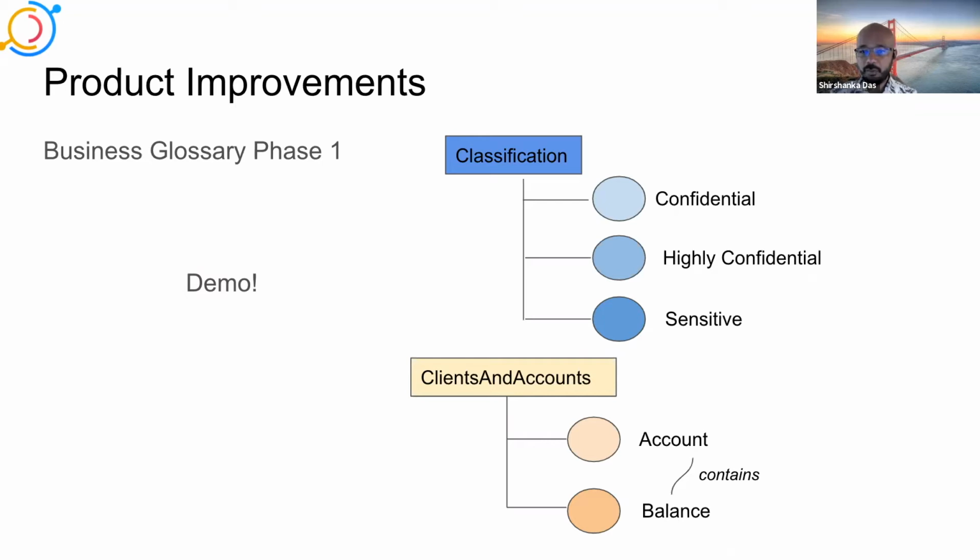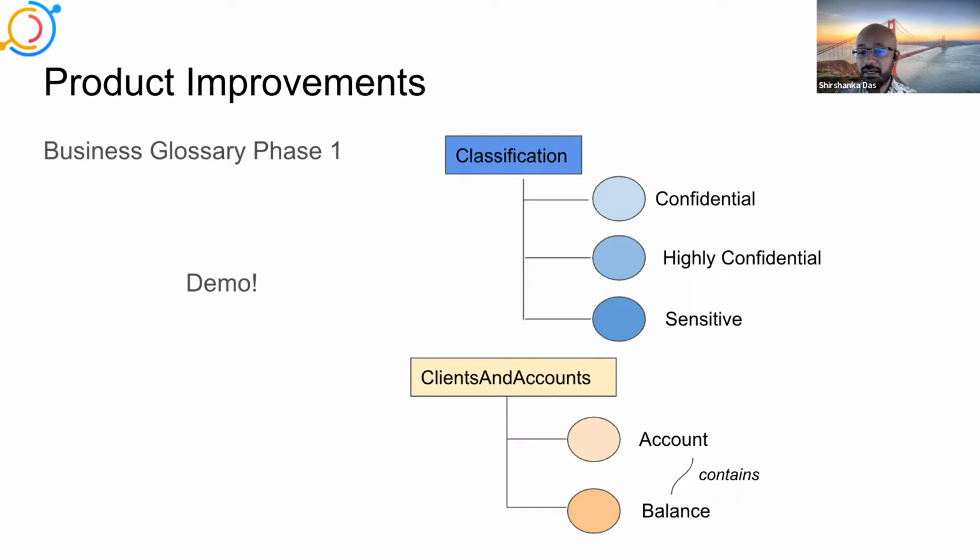So for example, at your company, you may decide to have a taxonomy that says classification as a top level node. And within that, terms like confidential or highly confidential or sensitive that live within the classification node. Similarly, you can have another node called clients and accounts, and all client and account stuff lives under there, like an account. And an account can also contain a balance, which itself might be a term under the clients and accounts node.